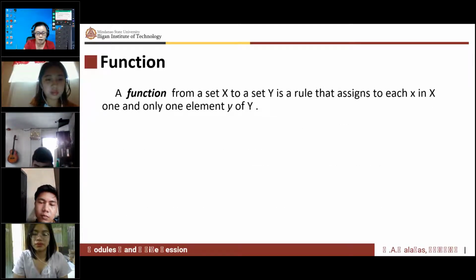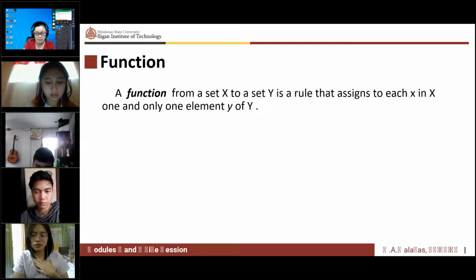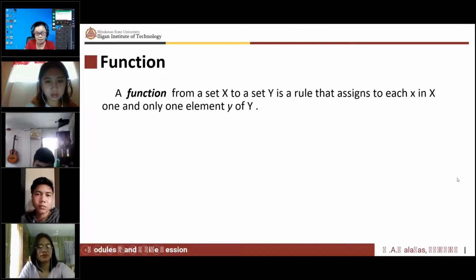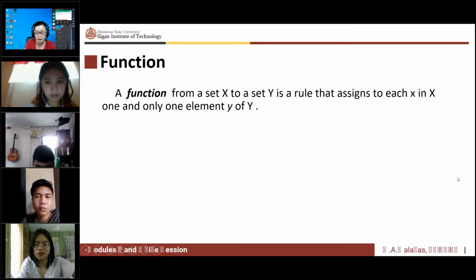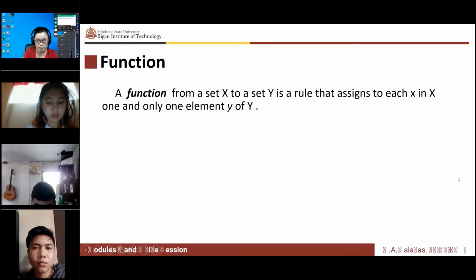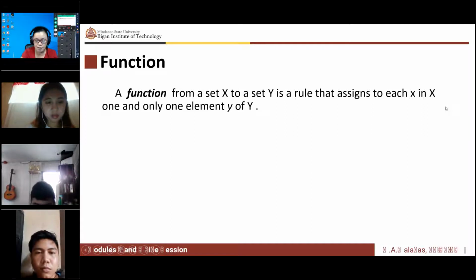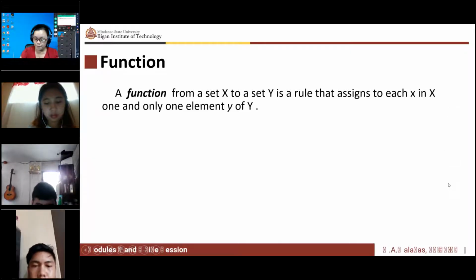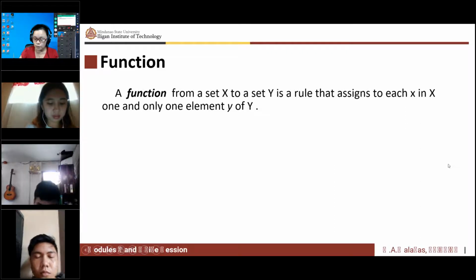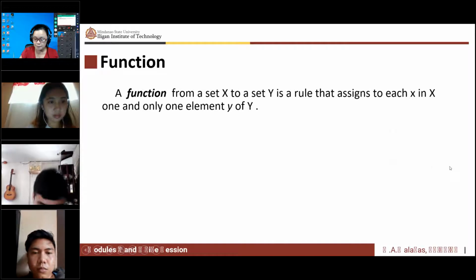Okay. A function, however, from a set X to a set Y is a rule that assigns to each x in the set X one and only one element y of Y. A function is a relation. It is a special relation because every element in X is assigned to exactly one element y of Y, right? So we are now ready to go to other terms.